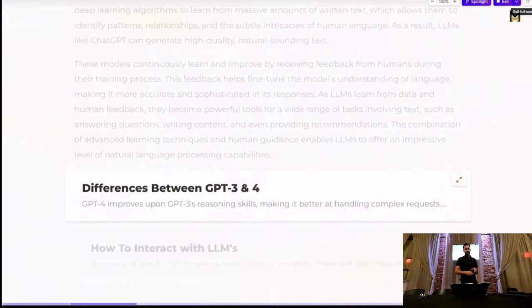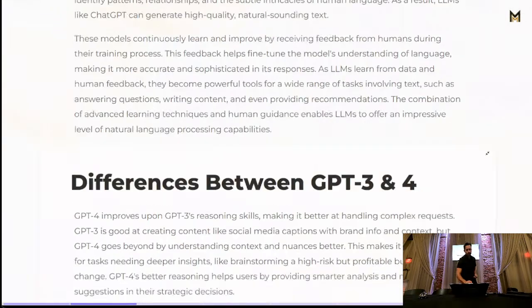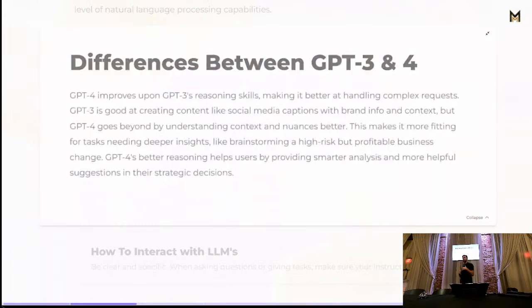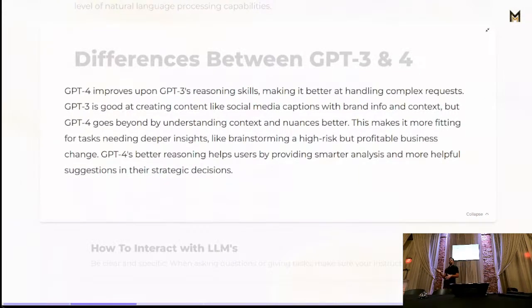So I already talked about the differences between GPT-3 and 4, but the biggest difference is that it is reasoning. The reasoning skills are much better because of that reinforcement with human learning and feedback. So you can test this for yourself by asking a nuanced question, or a particular question that you feel would elicit some sort of emotional or emotionally polarized response.